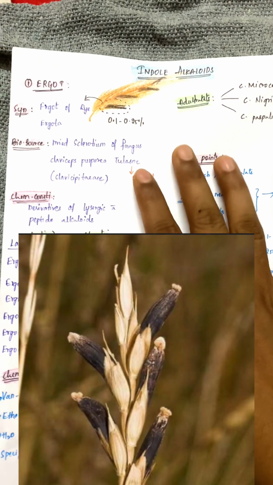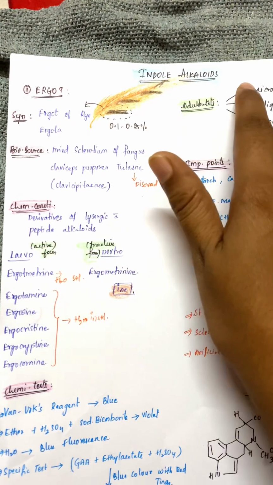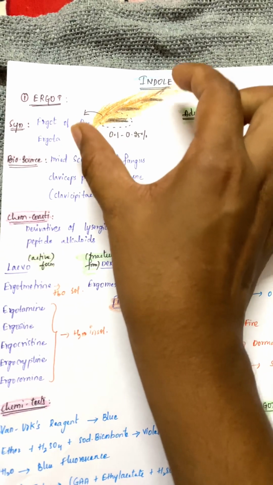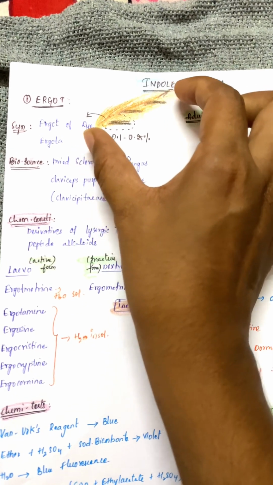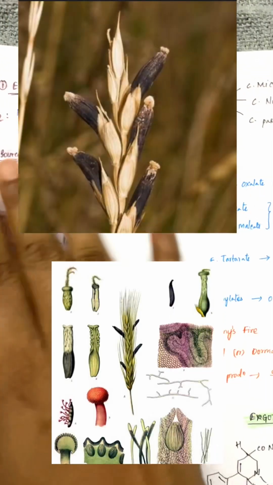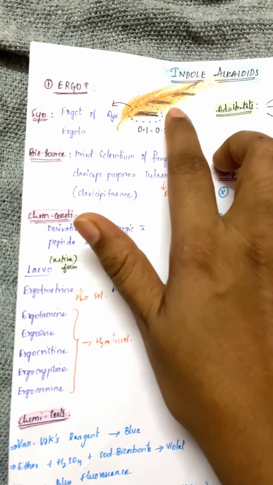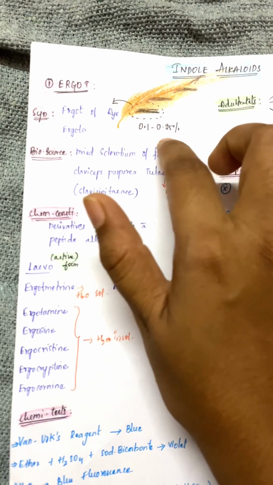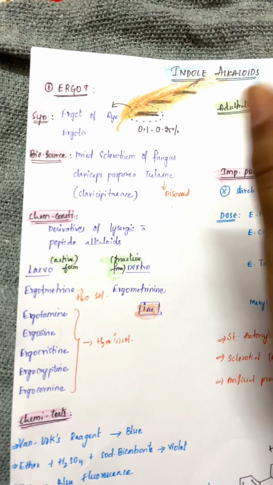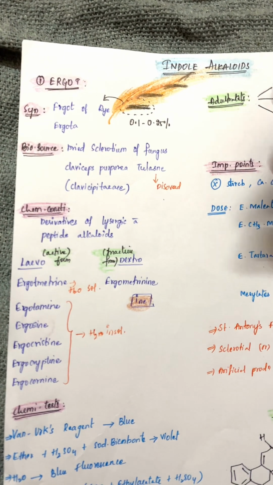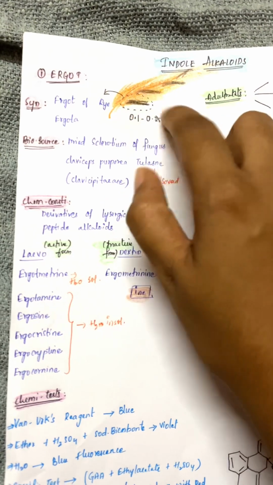Today we are going to learn about ergot, which is an indole alkaloid. So now this is the ergot. I have drawn it and I have also added a picture on the screen. The synonym of this ergot is ergot of rye or ergota, and this contains like 0.1 to 0.25 percentage of ergometrine, the chemical constituents in this ergot.